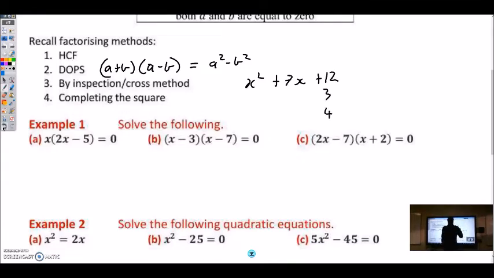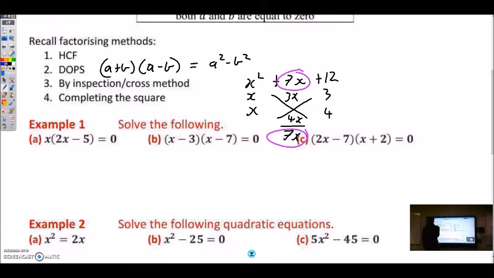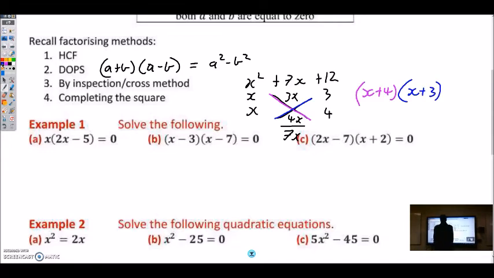So you would take 3 and 4, x and x, where 3 times x is 3x, 4 times x is 4x, the sum of which is 7x. And that matches your middle term. So that you know that x plus 4 is one factor, and x plus 3 is another factor. And finally, we have completing the square, which we've just looked at in the previous chapter.